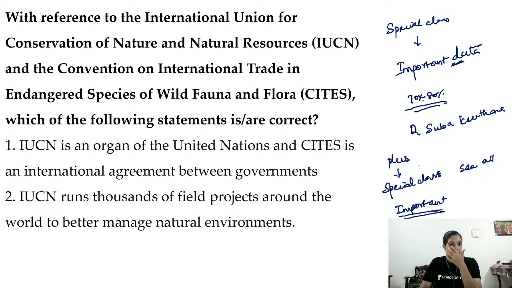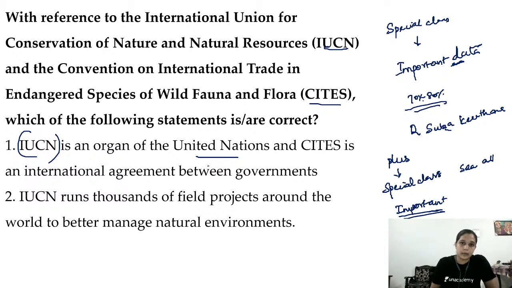Okay, yes. So with reference to International Union for Conservation of Nature and Natural Resources and the Convention on International Trade in Endangered Species, they're talking about two things. One is IUCN and CITES. Which of the following statements are correct? IUCN is a private, non-governmental organization. CITES is an international agreement between governments. That is right. But IUCN is not an organ of the United Nations. The first statement is wrong.